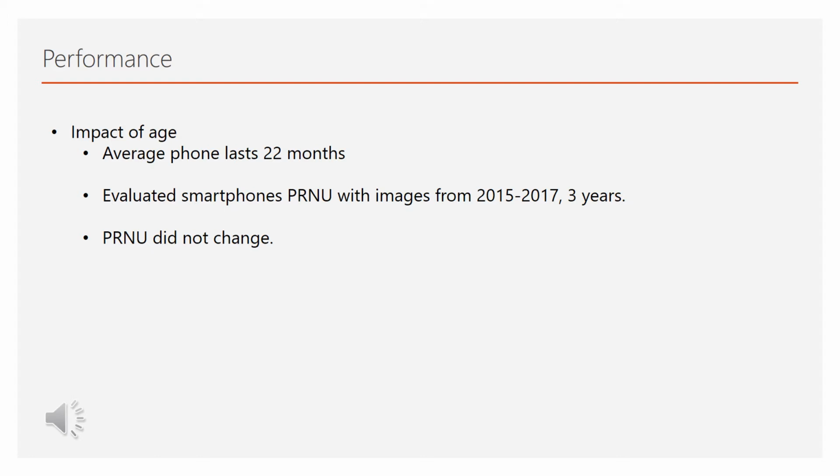The impact of age. The average smartphone user's phone lasts about 22 months. The writers evaluated smartphones' PRNU with images from 2015 to 2017. That's 3 years. Over the course of 3 years, the PRNU value did not change, not even the slightest.